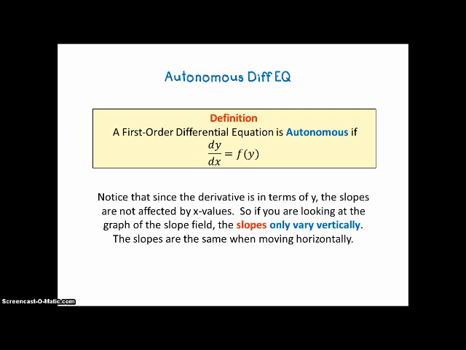So when you're looking at a slope field and you want to know if it represents a first-order differential equation that's autonomous, then just glance sideways from left to right and see if there's any variation in the slope. If there's a variation, it's not autonomous. If they're all exactly the same on each horizontal line that you look at, then it's autonomous.